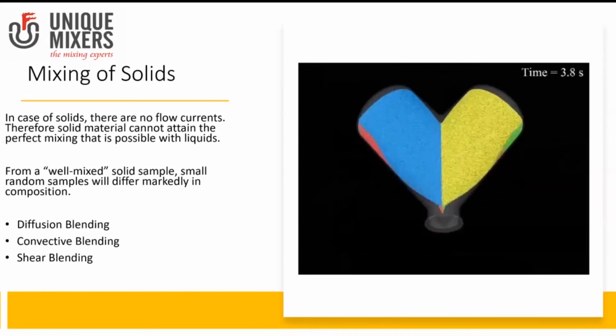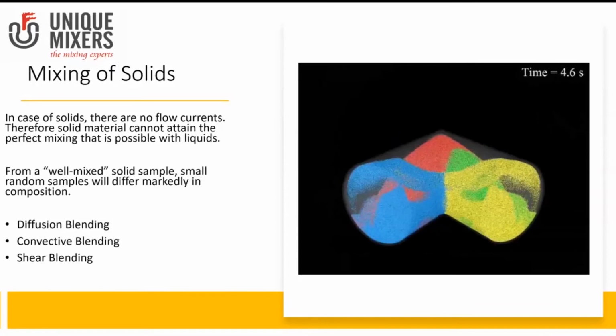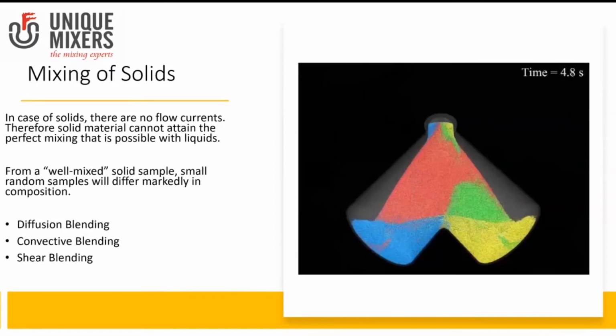Besides diffusion blending, the other mechanisms are convective blending, where there is large scale movement of particles due to the action of the agitator, and shear blending, where impellers and special kinds of mixing blades are used to cause shear to facilitate the mixing process.